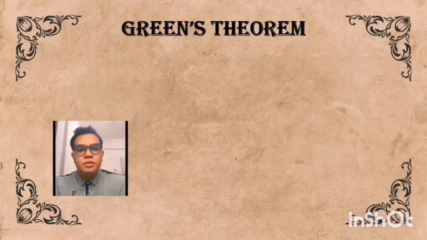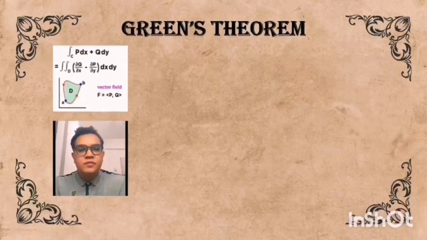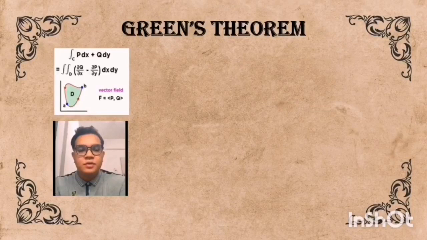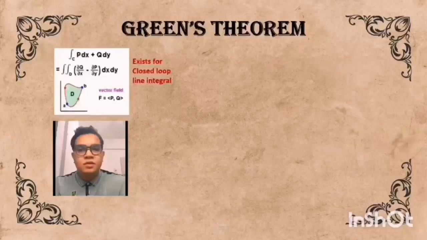Firstly, let me show you what Green's Theorem is. Green's Theorem is especially for closed loop line integrals. So first we take the general equation for the line integral, which is the integral over C of P dx plus Q dy. Because this is a closed loop, automatically we will obtain a region D. So from the line integral equation, we get the double integral over D of dQ over dx minus dP over dy, dx dy.